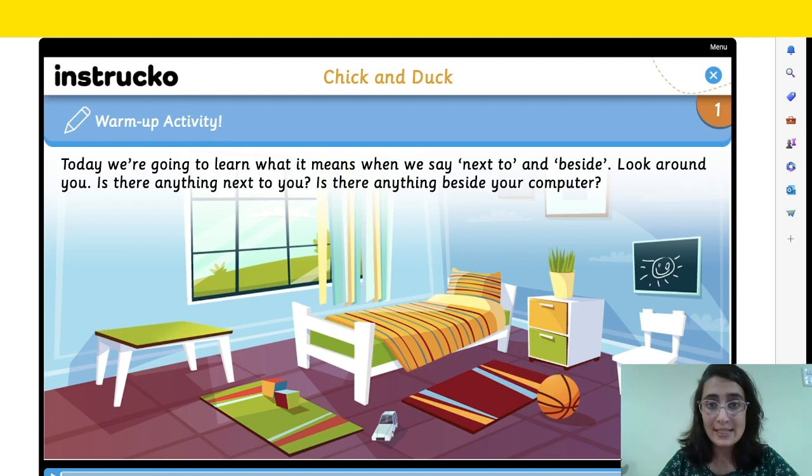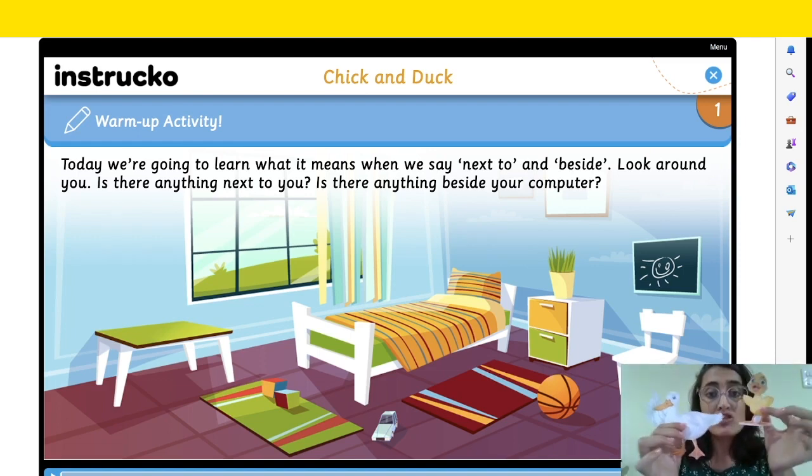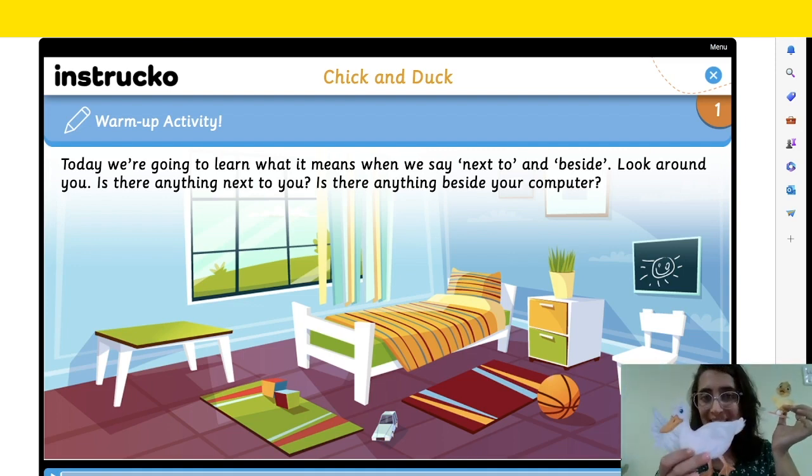Our first lesson is chick and duck. So here, meet my chick and this is my duck. My duck is called Gus and my chick is called Chuck. These are two friends, Chuck and Gus, and the story is about these friends.